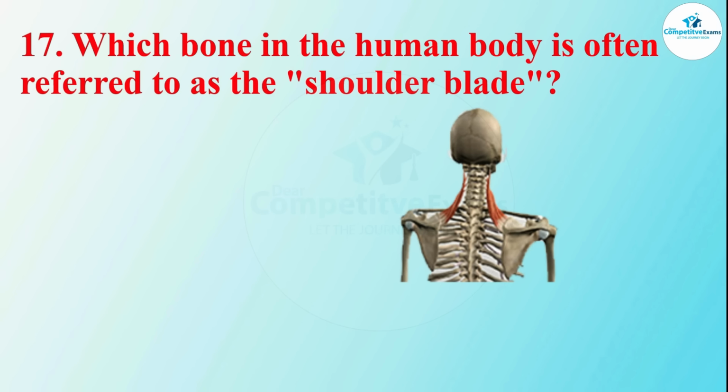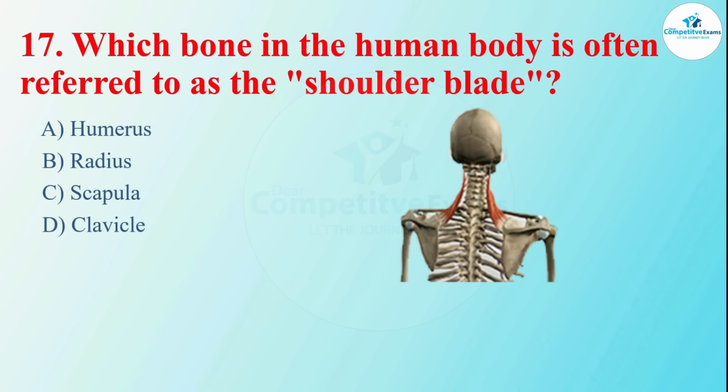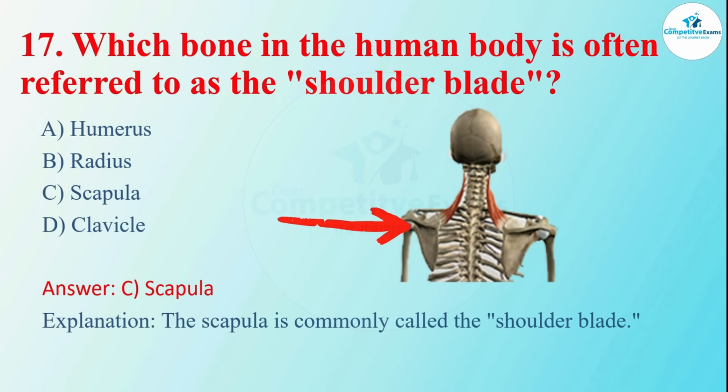Which bone in the human body is often referred to as the shoulder blade? So which bone in the human body is known as the shoulder blade? Your options are humerus, radius, scapula, or clavicle. The right answer is scapula. Friends, the scapula is commonly known as the shoulder blade of the human body. Let's move on to question number 18.